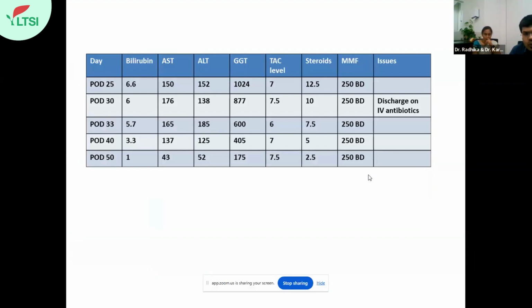The gamma GT went up to 1024. We continued tacrolimus at 7 and steroids at 12.5 as the graph was improving. Then post-op day 30, bilirubin was 6 and the enzymes also 176 and 138, not much of an elevation. At this point of time, the patient was discharged with IV antibiotics from the ward. One follow-up every 3 days, and around post-op day 50, the patient's bilirubin dropped down to 1, enzymes 43 and 52, and a gamma GT of 175. TAC level was 7.5 and steroids of 2.5, and then tapered and stopped.